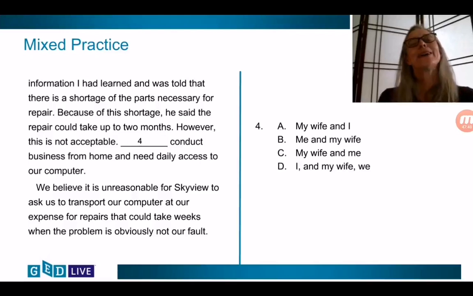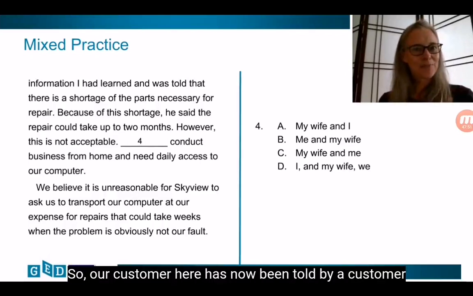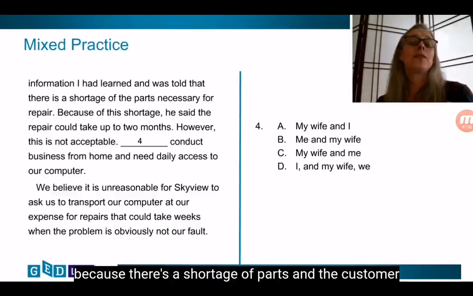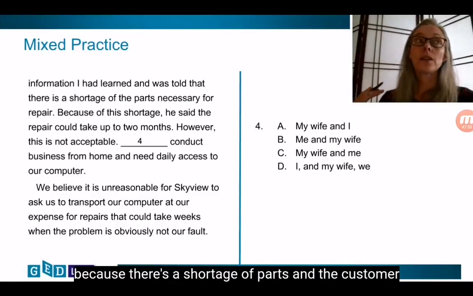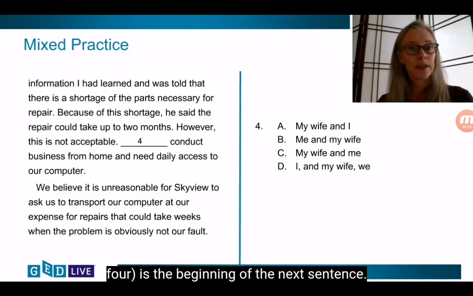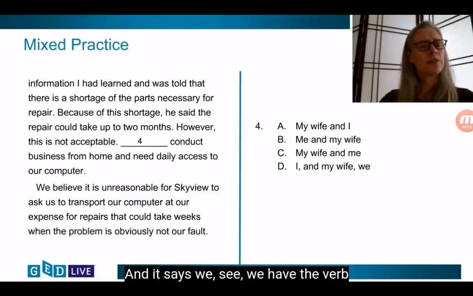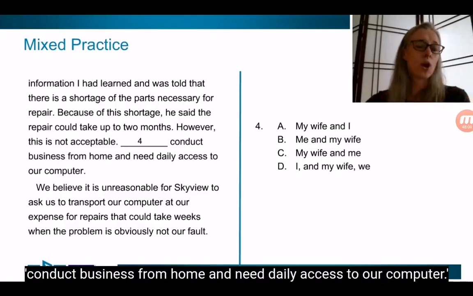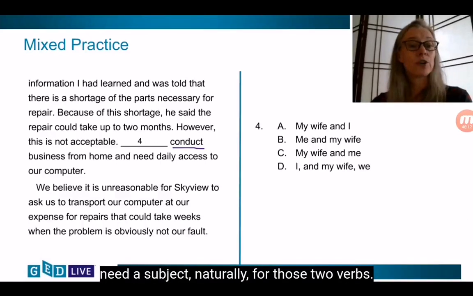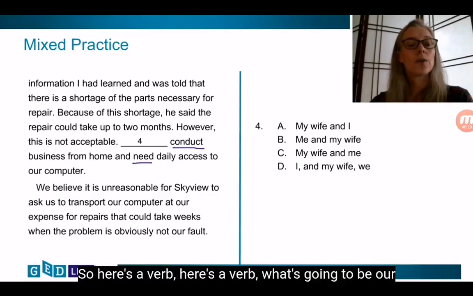Welcome back. So our customer here has now been told by a customer service rep that the repair could take 2 months because there's a shortage of parts, and the customer is not happy. This is not acceptable. And then blank 4 is the beginning of the next sentence. And it says, we have the verb, conduct business from home, and need daily access to our computer. So we've got a couple of verbs here, right? Conduct and need. So we need a subject, naturally, for those 2 verbs. So here's a verb, what's going to be our subject?